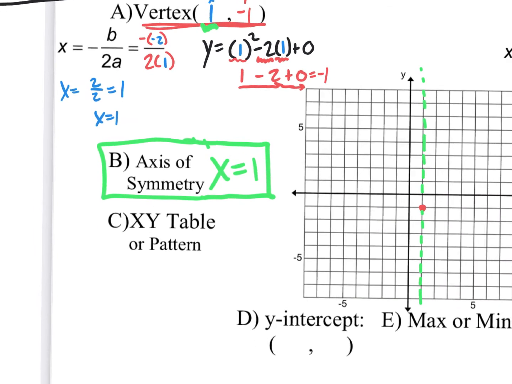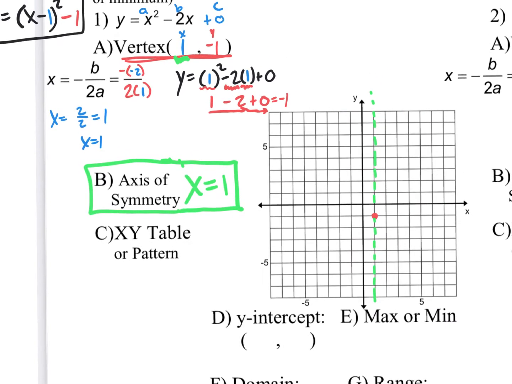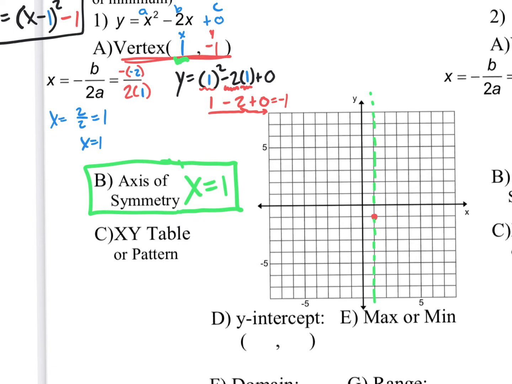What else do they ask? They ask us, use an XY table or a pattern to get more coordinates. Do you guys want to use an input-output table, or do you guys want to use a pattern? Pattern. What is the pattern that we're going to be using? 1, 1, 2, 4, 3, 9. And we do not have to modify it because the A value is 1, and this is the exact pattern that we use for the A value of 1. If you had an A value of 2, all we would have to do is modify the outputs by 2.